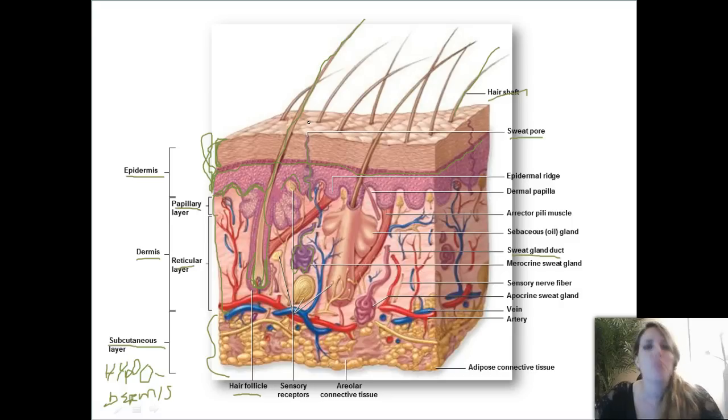You are sweating at that point. So that is your merocrine sweat gland, and we'll go over that again in a little bit. Oh, what else do we have here? Okay, so you know that this is a hair shaft, but check this out.